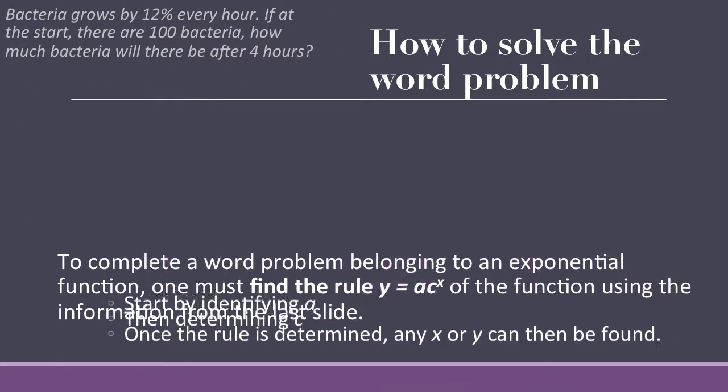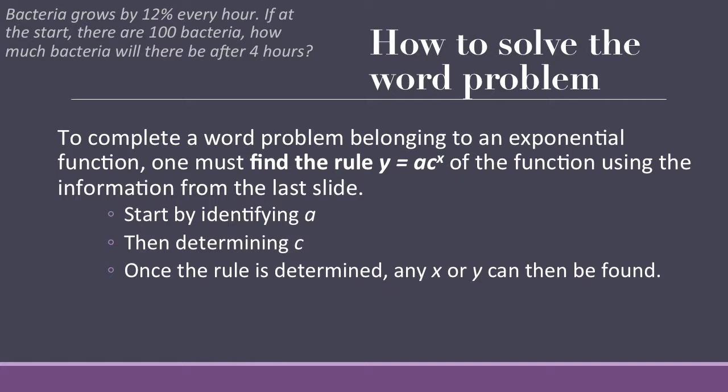How do you solve a word problem? To complete a word problem belonging to the exponential function, you actually need to find the rule y is equal to ac to the power of x using the information from the last slide and from the question being given to you. Try to start by identifying a, your initial amount, then determine what c is, growth or decay, and once you determine the rule with a and c, you can use any x for hours or any y for bacteria to be found.